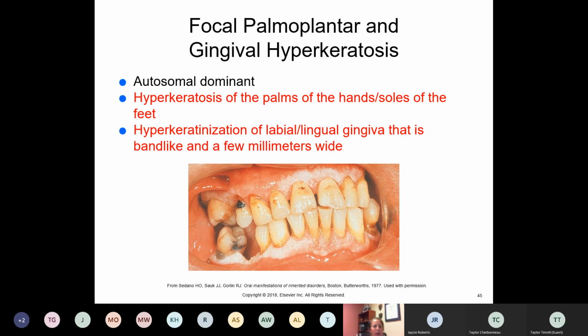And then this is another condition, focal palmoplantar and gingival hyperkeratosis. This one is a dominant condition. There's hyperkeratosis of the palms of the hands and soles of the feet with this one too, but rather than the tooth loss that we saw in the last one, in this one we see hyperkeratinization. You can kind of see that border all the way around the gum tissue on this person. You would try to wipe that off and it won't wipe off. You might think Candida. It's not. It's like keratinized tissue all around the teeth, and you're going to see it throughout the mouth.